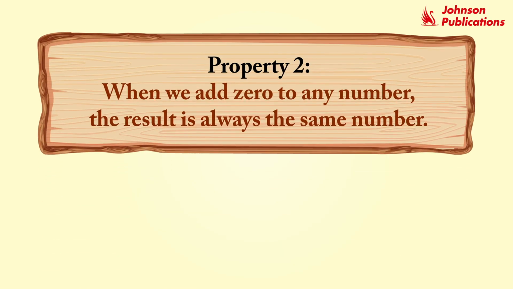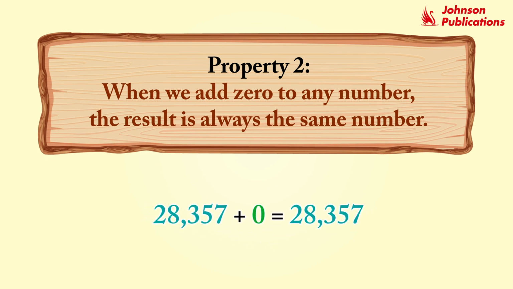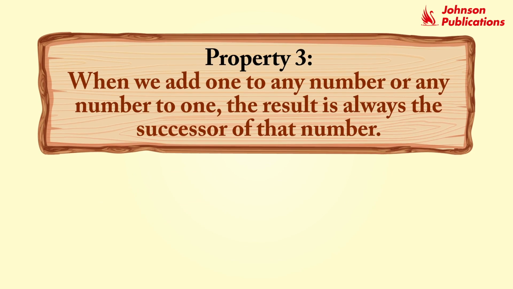Property 2. When we add 0 to any number, the result is always the same number. For example, 0 added to this number is the number itself. Property 3. When we add 1 to any number or any number to 1, the result is always the successor of that number. For example, 1 added to this number gives the next number.